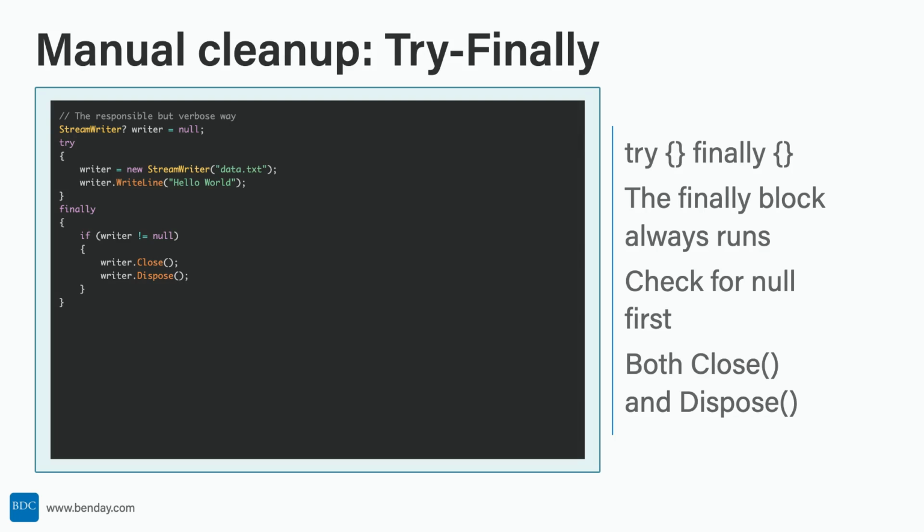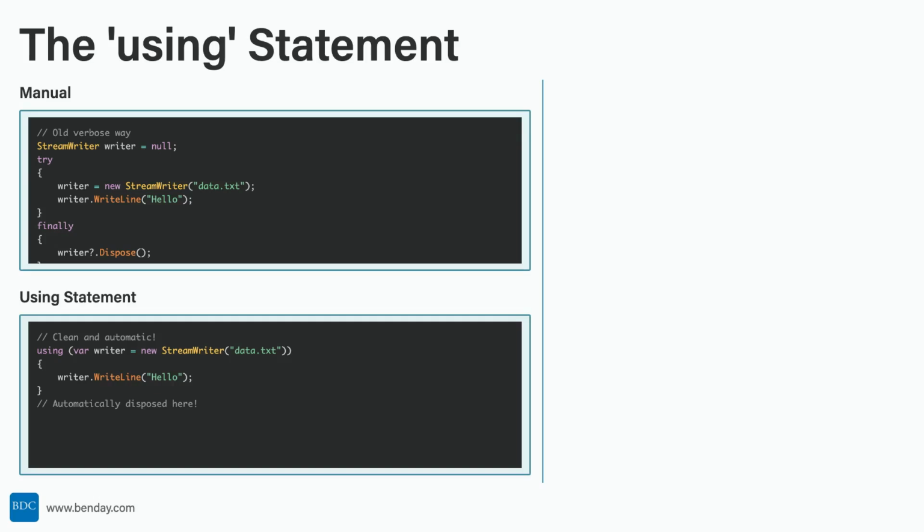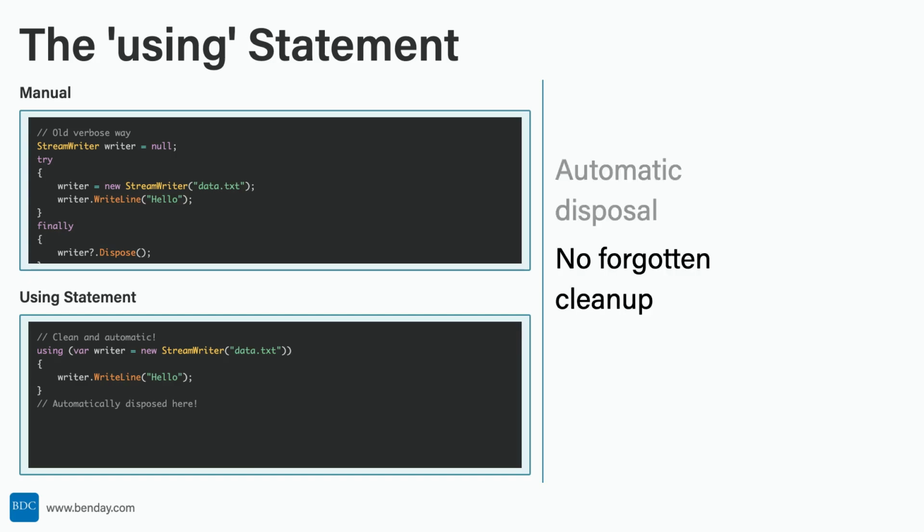And that brings us to the topic of the using statement. Let's compare the manual way versus using the using statement. When we wrap something in a using statement, C# automatically calls dispose when we hit that closing brace, even if there's an error. If you do it this way, it all happens for you, and you don't have to worry about writing cleanup logic. And look how much cleaner this is. We went from 12 lines to 4 lines. Less code means fewer bugs and easier maintenance.